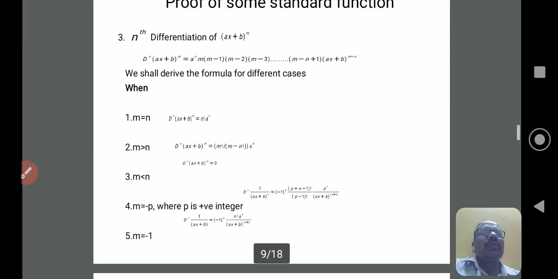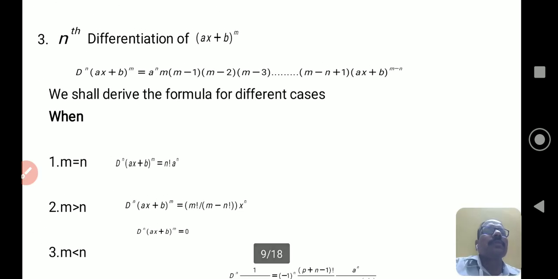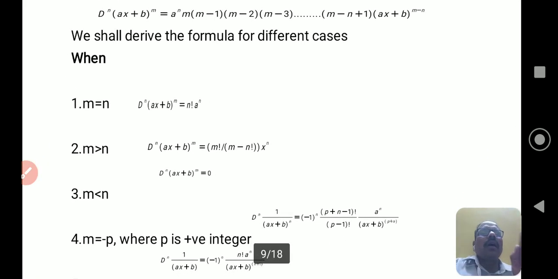Finally, if you take any algebraic function or a polynomial (ax plus b) to the power of m, you have different cases. If m is equal to n, the order of the function and the derivative is the same, so we get n factorial times the coefficient a to the power of n. If m is greater than n, the power of the function is more than the number of derivatives, and you get a second result. If m is less than n, the final result is 0.